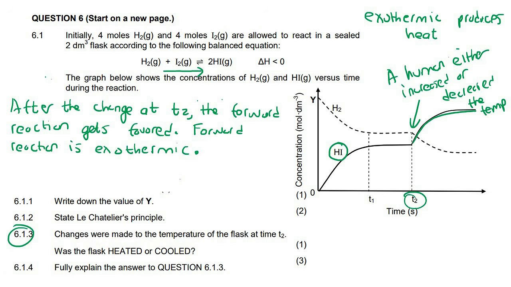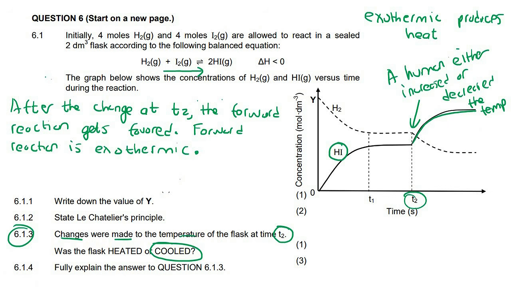So the answer for this first question is actually going to be cooled. Some learners will say heated because they can see that there's an exothermic reaction. But that's not what the change was originally. They want to know what changes were made to the flask at T2. They're not asking what happened to the changes over here. They want to know what happened there. And then because of that, we can see what the system did in response to the change.